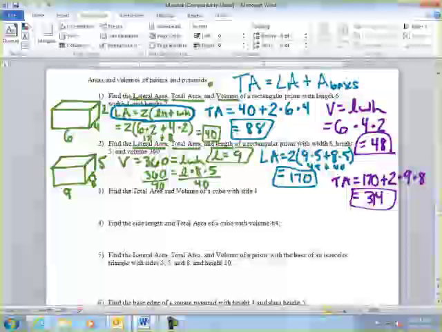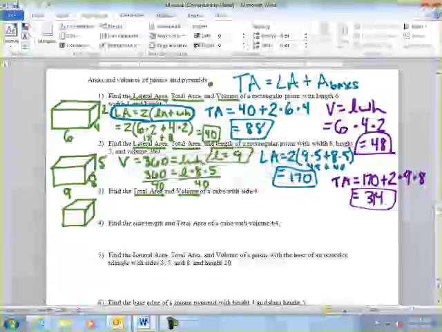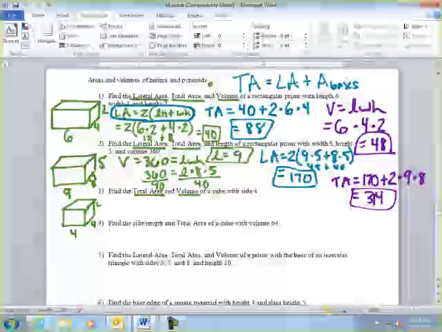Question 3 asks us to find 2 things. Total and volume. It didn't ask for lateral. Of a cube. A cube is a special kind of rectangular prism, so a special kind of shoebox that has all sides the same. So the total area formula says 6 times side squared.